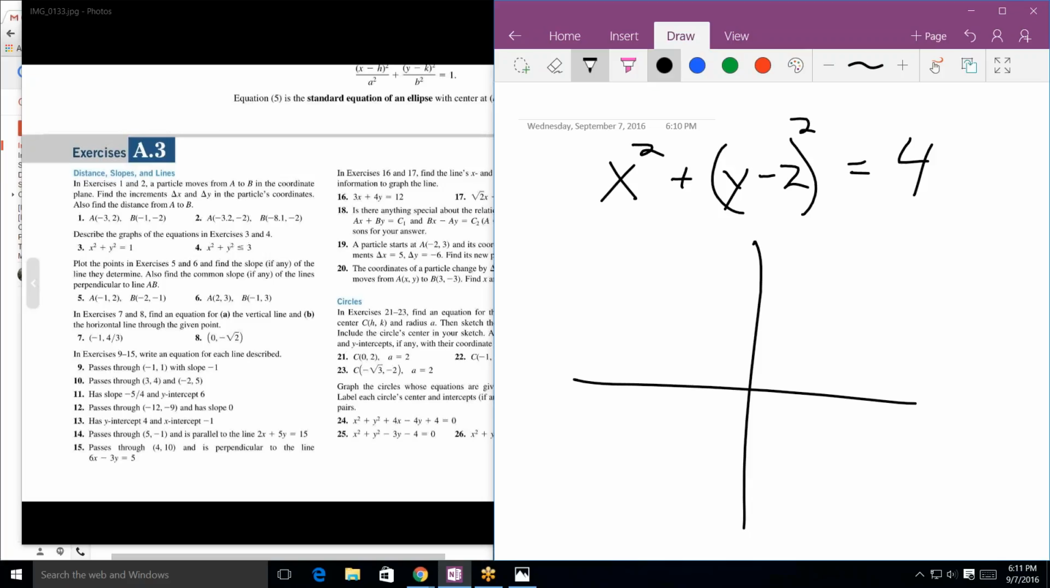What's H? H is... Where's the center right there? On 21, they give it to you. It's 0, 2. Oh, okay. So then it would be... So 0, 2 is right there. That's the coordinates of that point. And that is the center of my circle.